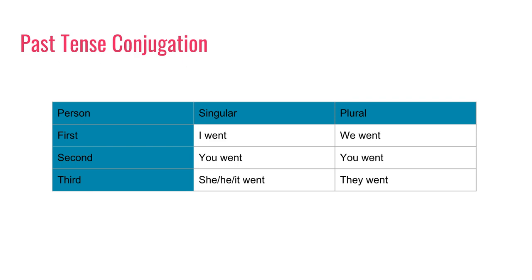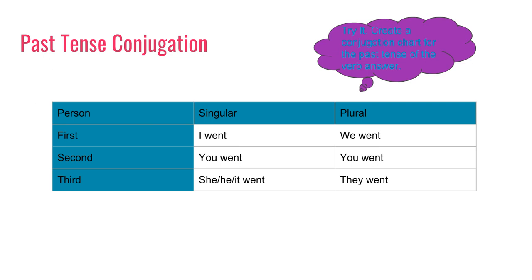Now we're on to past tense. Again, it's the same thing. For each of first, second, and third, we have a singular and plural. I went, we went, you went, you went, he, she, or it went, they went. Here we notice that none of the past principal parts actually change. It's went for everybody. And that's not uncommon with your past tense. Not always consistent, but not uncommon. Again, pause your video, create another conjugation chart just like the one on your screen, and conjugate answer into the past tense. Pause your video now.